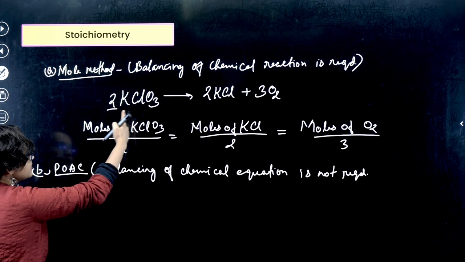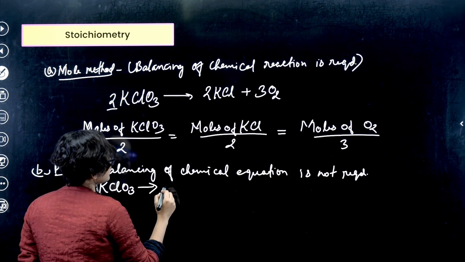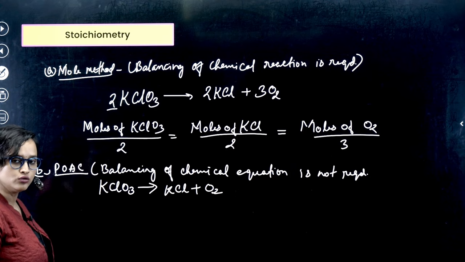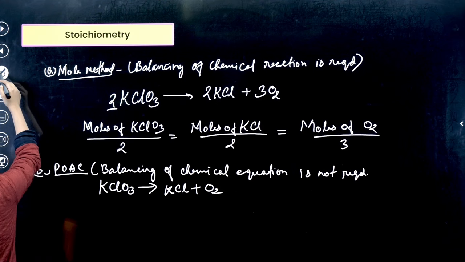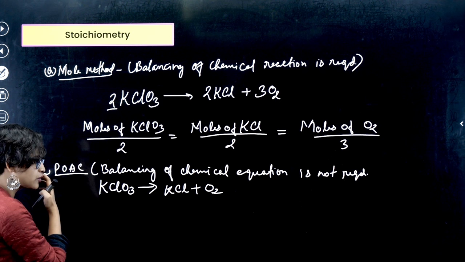Same reaction let's take. KClO3 will give you what? KCl plus O2. That's the reaction. Since I just told you that balancing is not required, why do we even have to do it? Now changing the color here so that you can differentiate between these. Now what are we going to do, check it out.